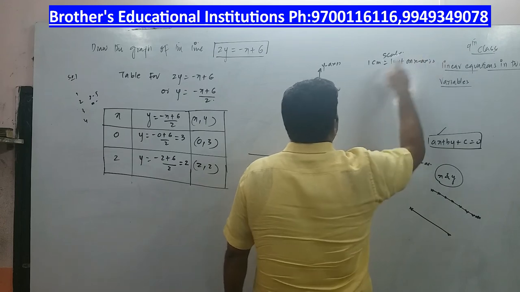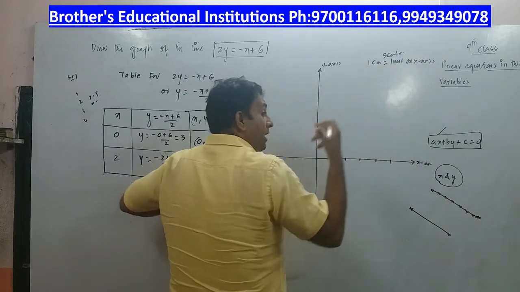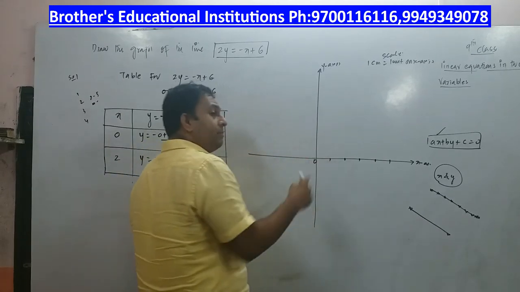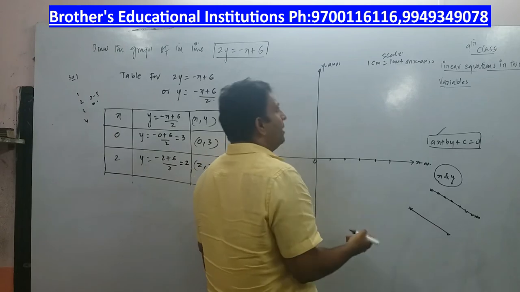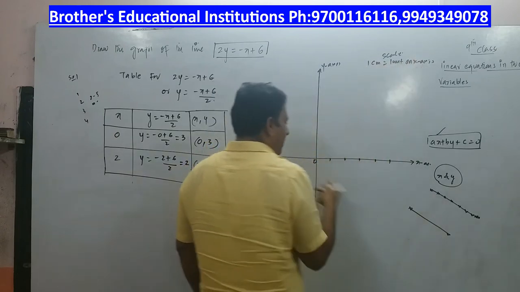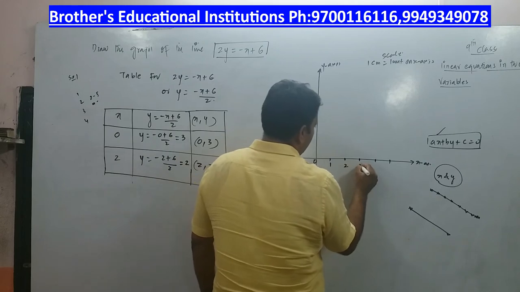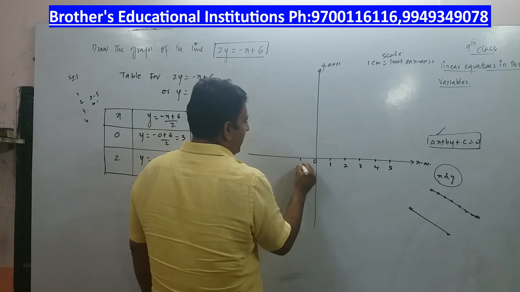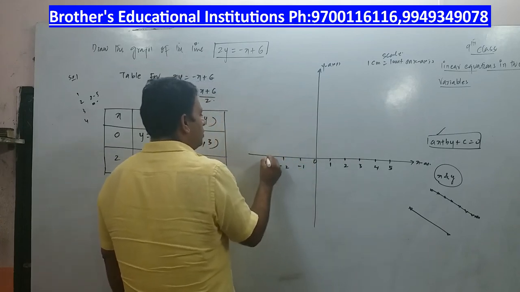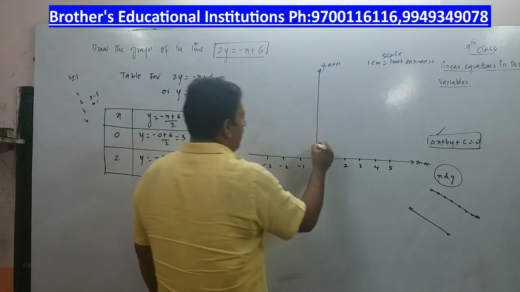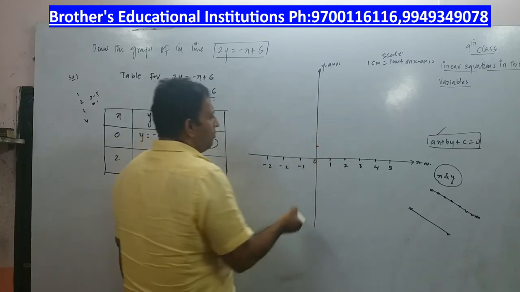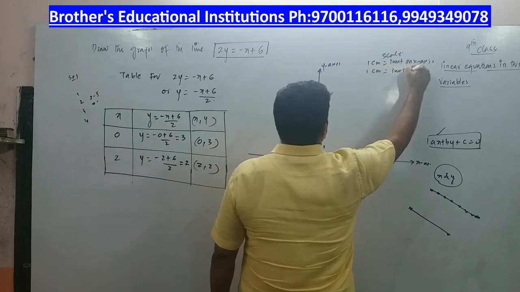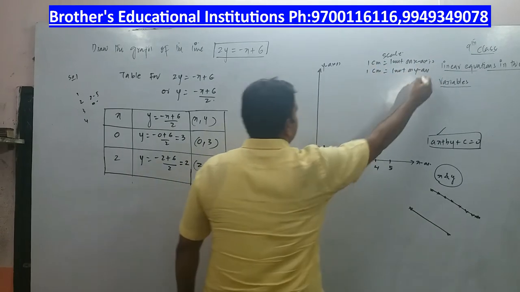It is your choice. You can take 1 centimeter is equal to 5 units also. But if you take 1 centimeter is equal to 5 units, here it will be 0, after 0 next comes 5, after 5 next comes 10, like that. But because you have taken 1 centimeter is equal to 1 unit, after 0 you will get 1, 2, 3, 4, 5 like that. And similarly on the negative part of the x-axis, this is minus 1, this is minus 2, this is minus 3 and so on. Same way, I will take 1 centimeter is equal to 1 unit on the y-axis.